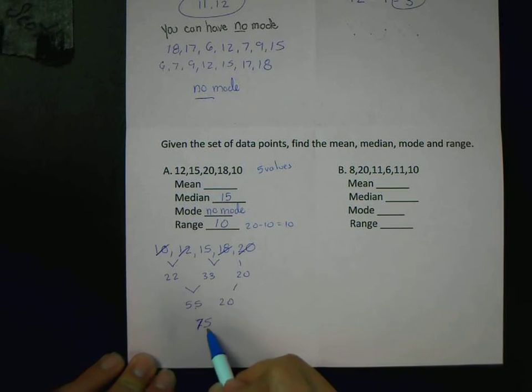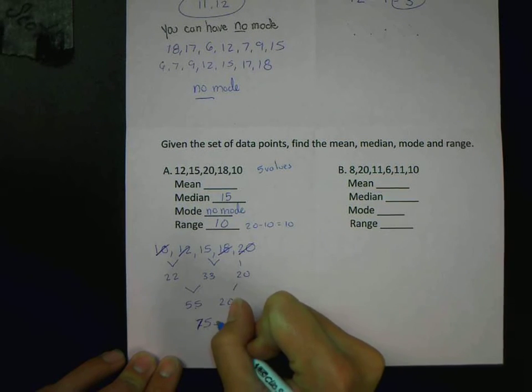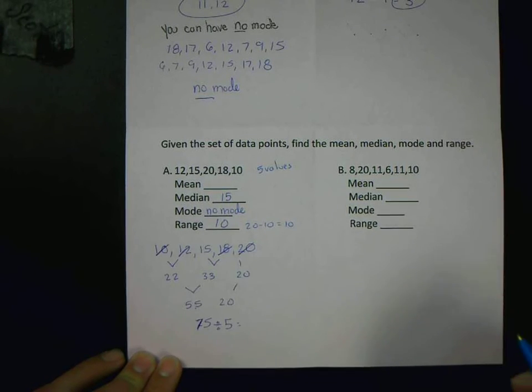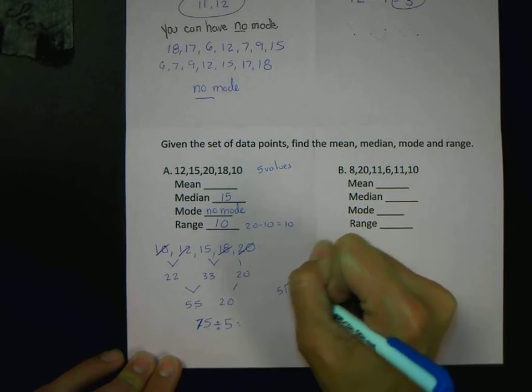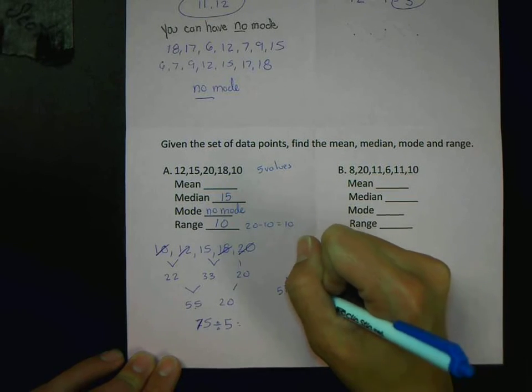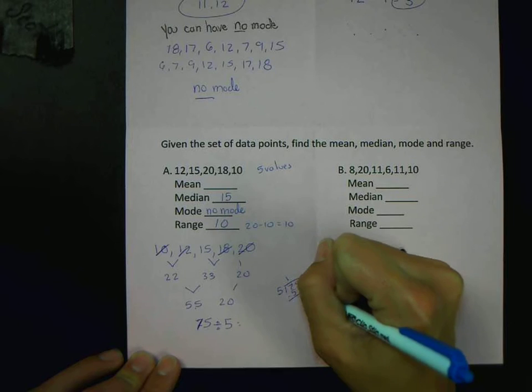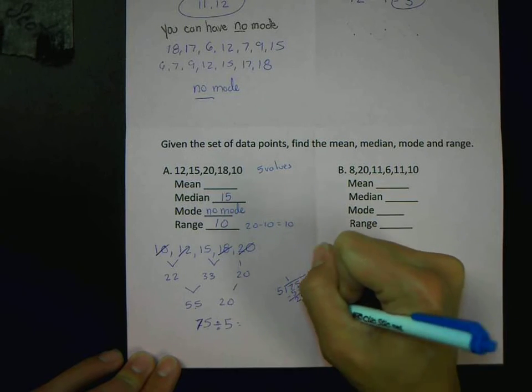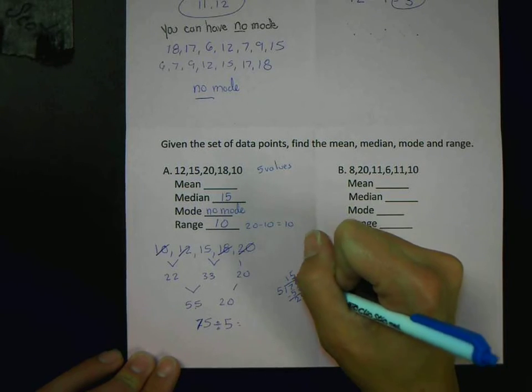And if we do our long division, how many times does 5 go into 75? 5 goes into 7 once. 1 times 5 is 5. 7 minus 5 is 2. Bring down the 5. Start all over. 5 goes into 25 5 times. 5 times 5 is 25. We subtract and we get 0. So 75 divided by 5 is going to be 15. So 15 is going to be our mean.